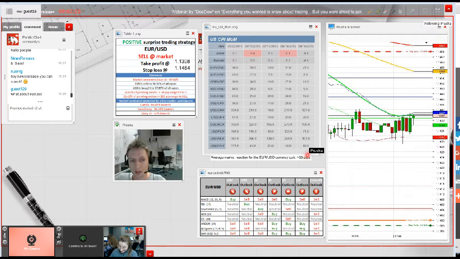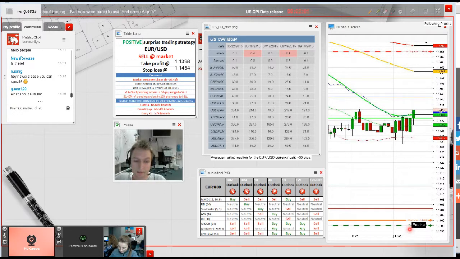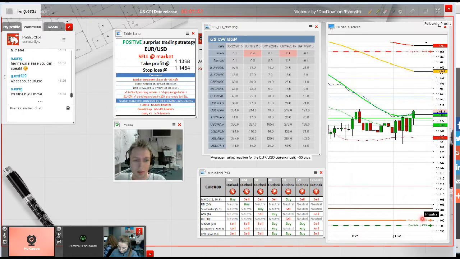And based on this reaction, we set the take profit and stop loss levels accordingly, with the stop loss level currently located at 1.1464. Quite close to the 200 period simple moving average, so bolstering that resistance level, while the take profit level is located at 1.1398, quite close to the 1.14 major level, so that is also a quite strong support.